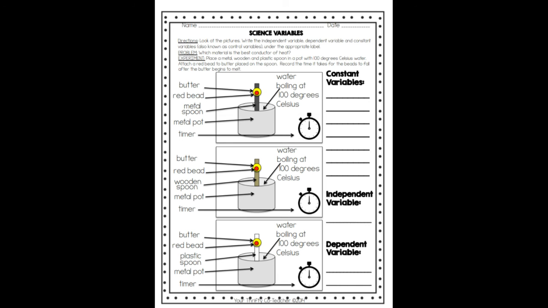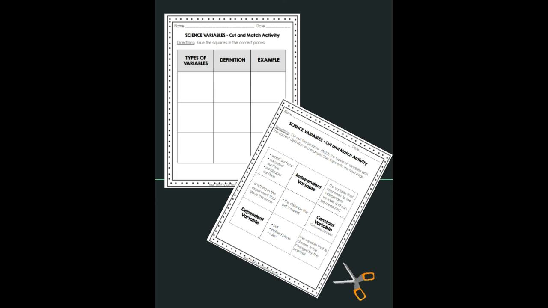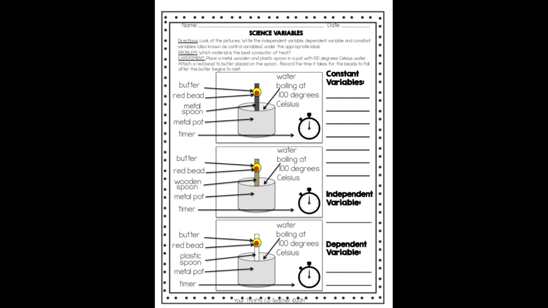So this is your practice for today. You have the cut and match activity, and then you are using this spoon experiment to determine the constant, independent, and dependent variables. Make sure you complete these as you are turning them in the next time you are in class.